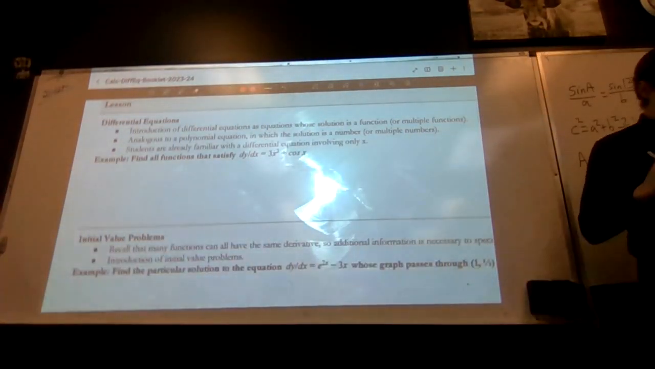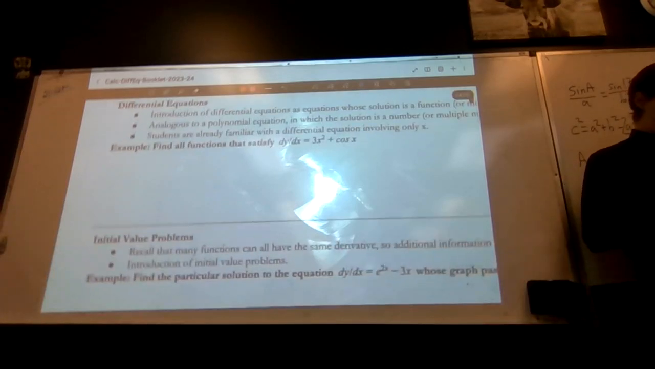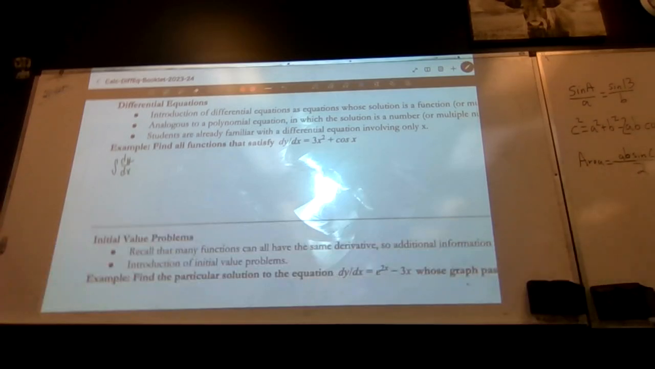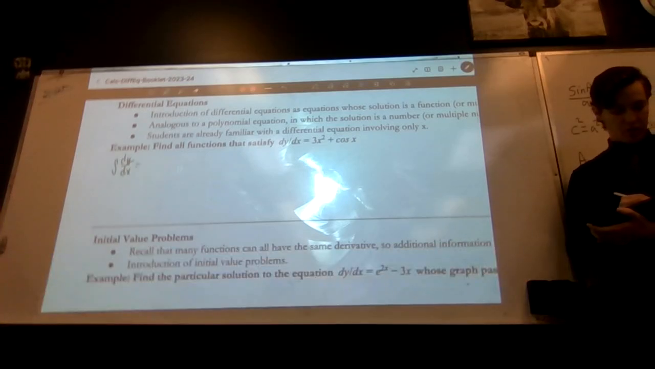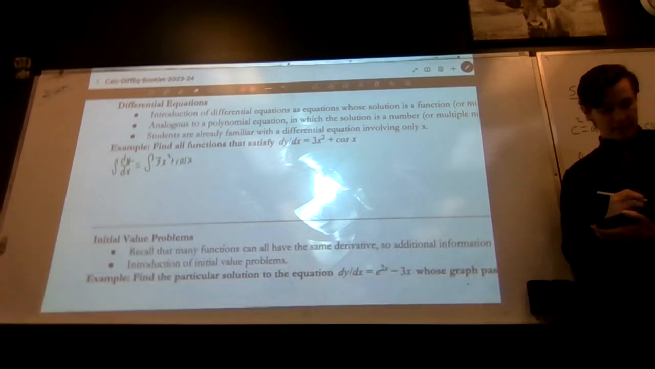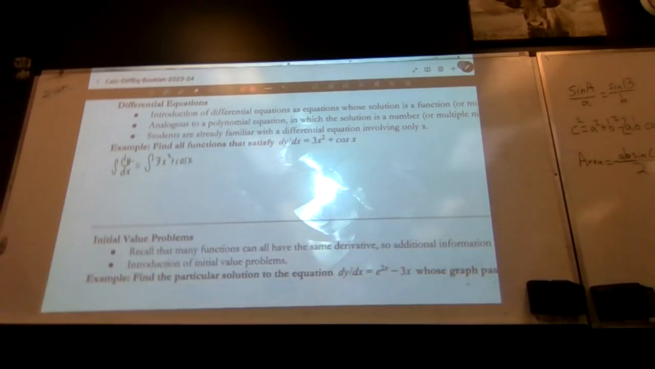So let's go ahead and just take the integral. Remember, when you take the integral of a derivative, what happens to the two? They are going to cancel. They undo each other. Taking the derivative and then taking the integral just leaves you with your original function. So this is equal to the integral of 3x squared plus cosine of x. Obviously, to do the integral, all we need to do is anti-differentiate.